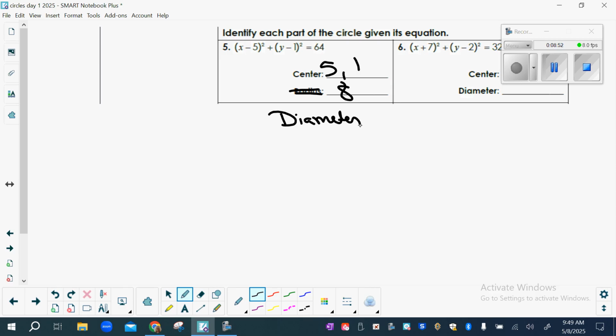I would say it. Say it, John. You just multiply by 2. Yeah, you need 2 of them. A diameter is 2 of them. So the radius is 8. That is true. The diameter would be 16.